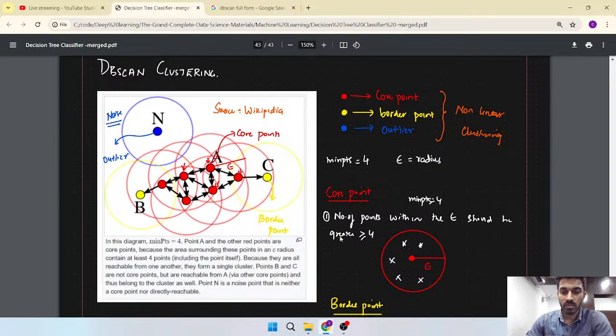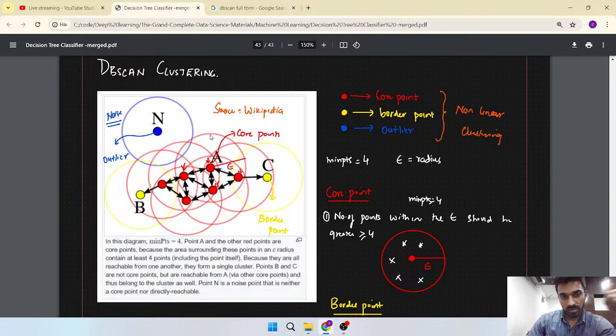Basically, a core point means the number of points within the epsilon radius is greater than min points. If it is less than min points and greater than 1, then this is a border point. And if it is less than 1, like this blue point, this is noise. If you create a circle on this, you will not get any point inside the circle. So basically this is the noise point.